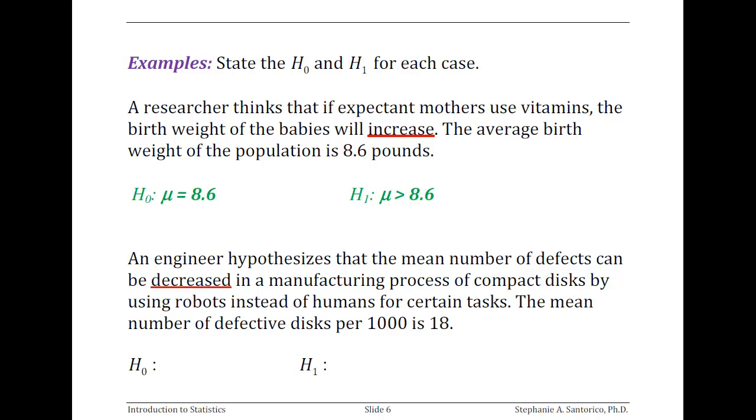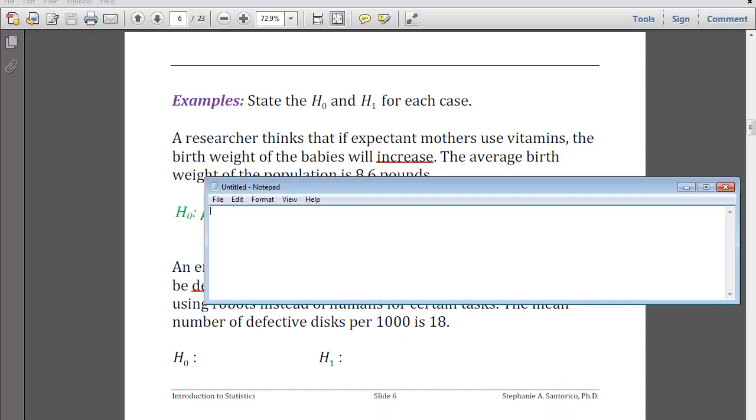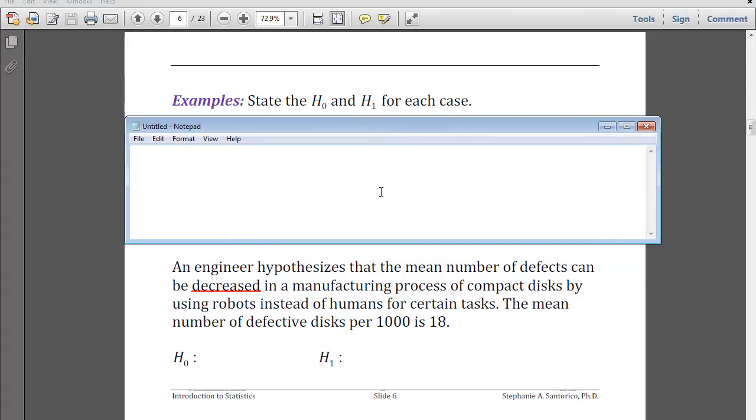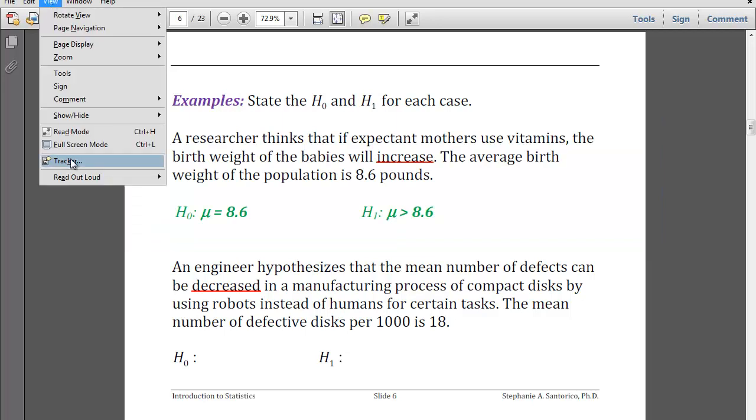So our null is always equals. So if I were to write this out, my null would be mu equals 18. So that is my null. My alternative, so they are hypothesizing that it's decreased. So they think mu is actually smaller than 18. Okay, so decreased is what tells me that that should be a left-tailed test. That's where I get the less than. So mu is less than 18. Right, so that's how I got that.